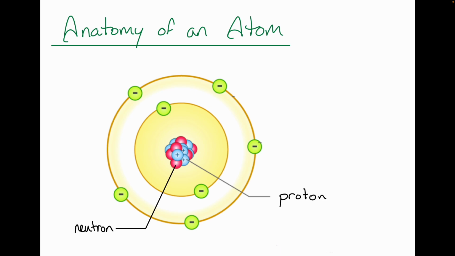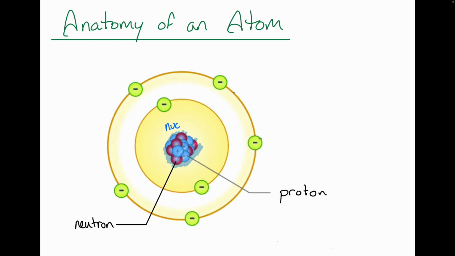And both of them live in the very center of the atom, which we call the nucleus. All right, so protons live in the nucleus. Neutrons also live in the nucleus. And then there's a third one that does not live in the very center of the atom. It actually is zipping around on the outside. And these are what we call electrons.